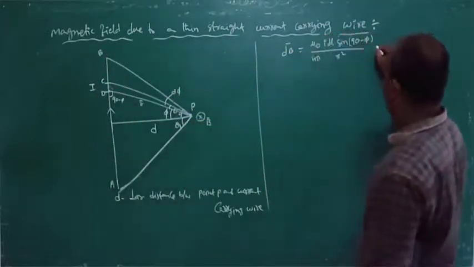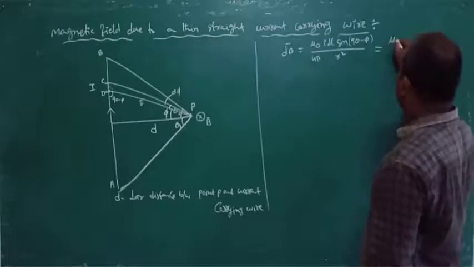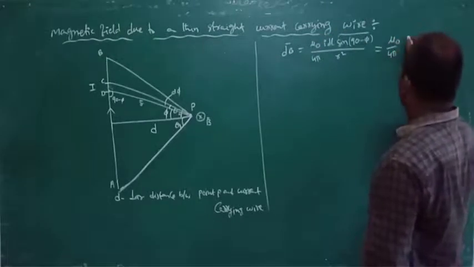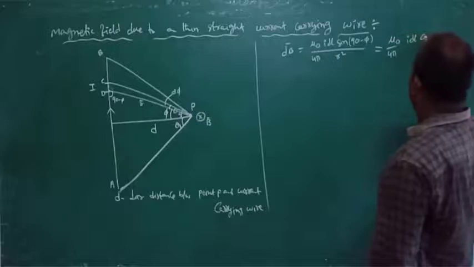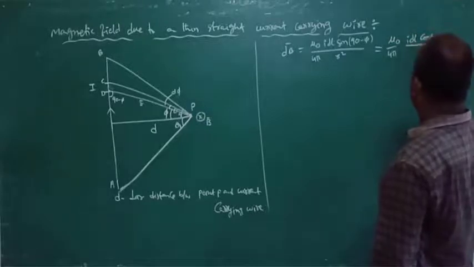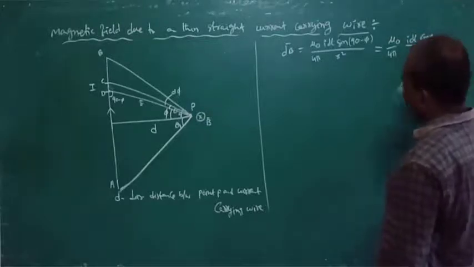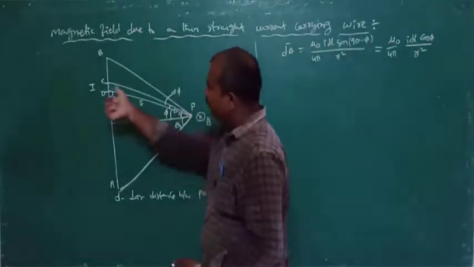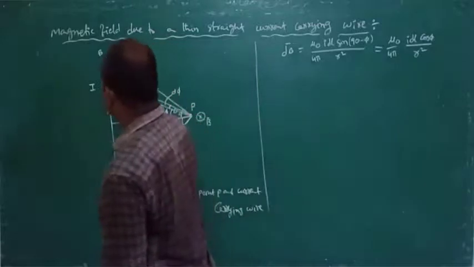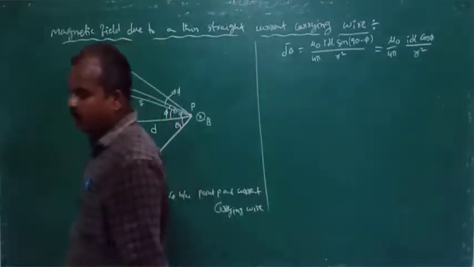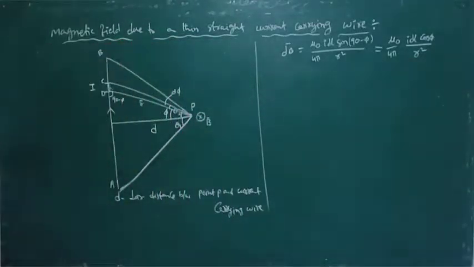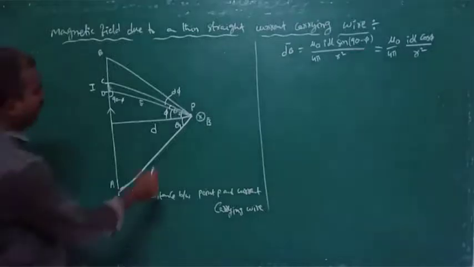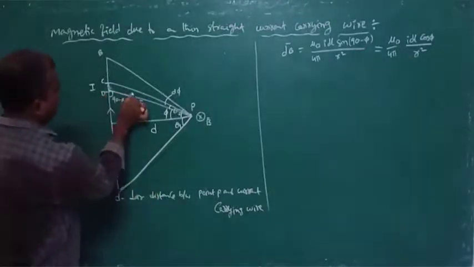Then sin(90 minus φ) gives dB equals μ0 by 4π into I dl cos φ by r squared. This is the magnetic field at this point due to a small elemental current. The direction of the element will be like this.